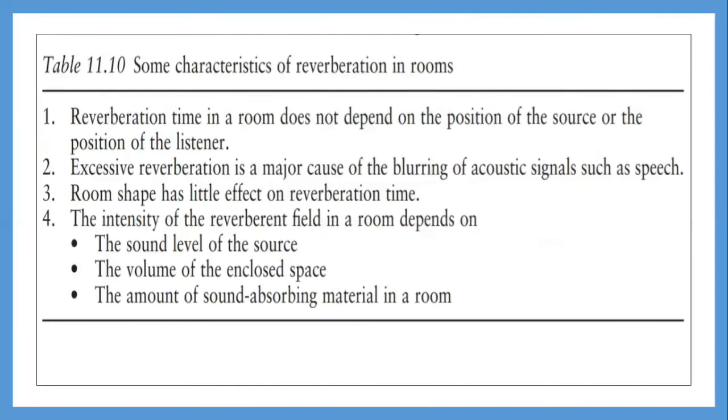As you can see, these are some characteristics of reverberation in rooms. First, reverberation time in a room does not depend on the position of the source or the position of the listener. Second, excessive reverberation is a major cause of the blurring of acoustic signals such as speech. Third, room shape has little effect on reverberation time. And finally, the intensity of the reverberant field in a room depends on, first, the sound level of the source, second, the volume of the enclosed space, and finally, the amount of sound absorbing material in the room.